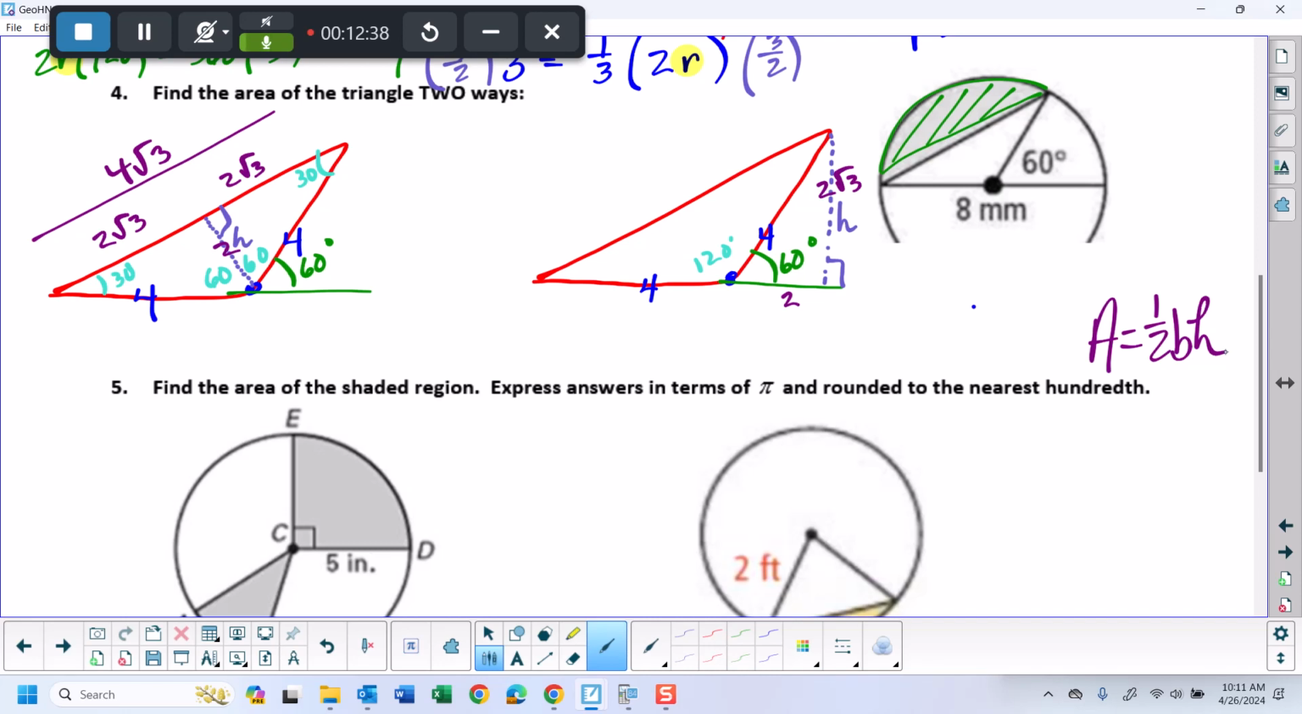All right. 1/2 base times height. Now, here's the tricky part about a triangle. What's the base? You can have a couple different bases. But you need to make sure that the altitude, and I know we talked about this with parallelograms, you need to make sure that what you're calling your base and your height, that height goes to that base.